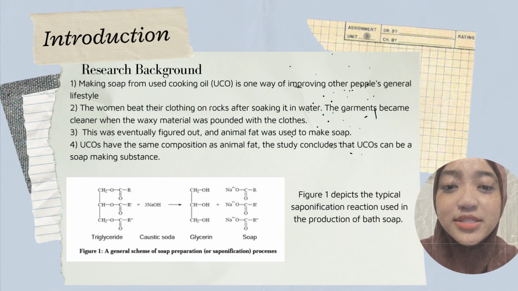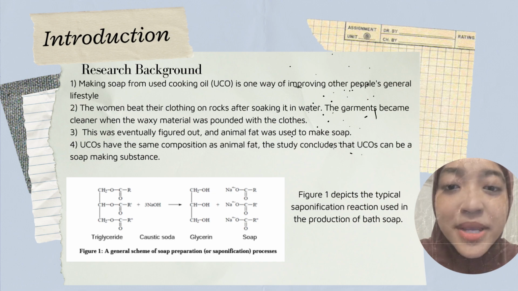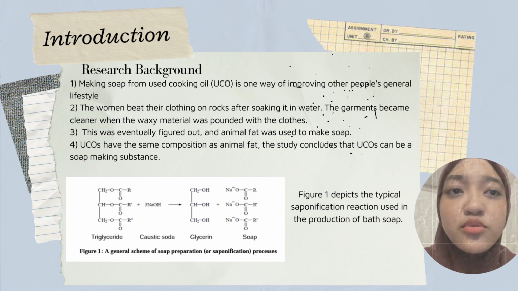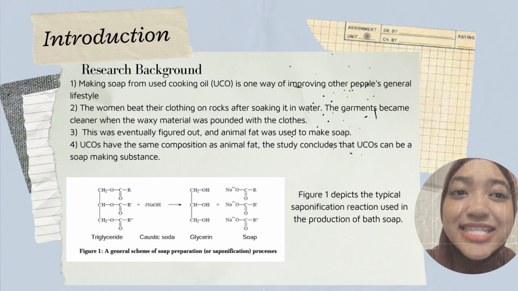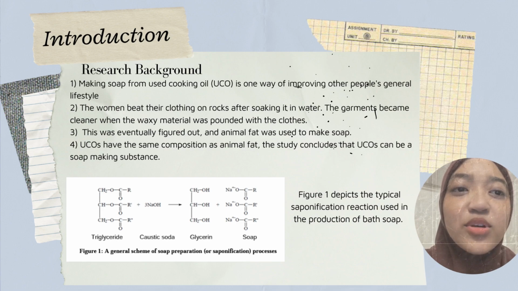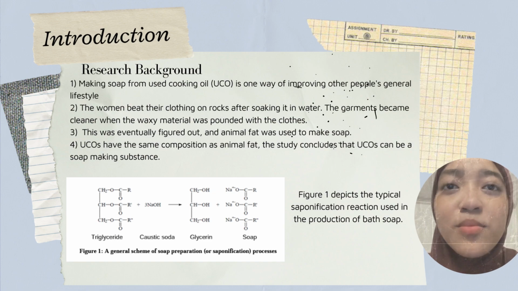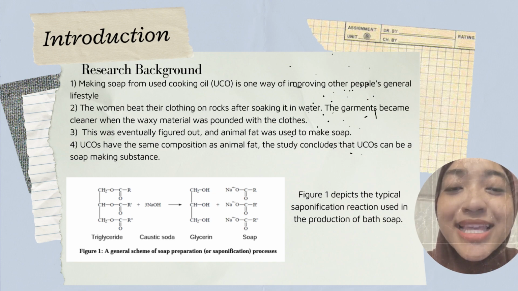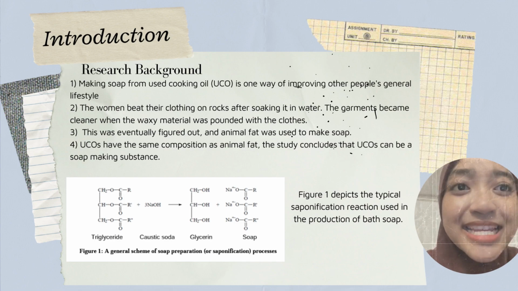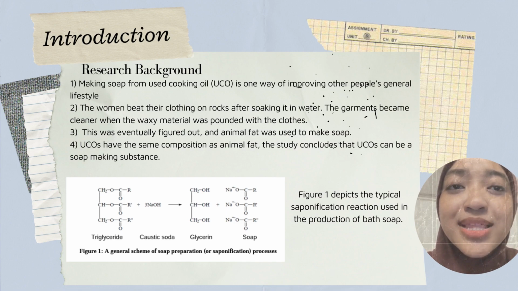Okay, now I will proceed to the introduction. About the background, making soap from used cooking oil is one way of improving people's general lifestyle. This practice is suitable for residents in remote locations with a low standard of living. Due to the large amount of cooking oil produced, they decided to produce soap that was useful for their life. This started when clumps of light lazy material were floating in the water as the Roman ladies carried their laundry to the river. The women bathed their clothes on rock after soaking them in water. The garments became cleaner when the lazy material was pounded with the clothes.